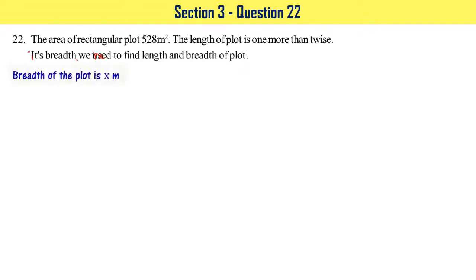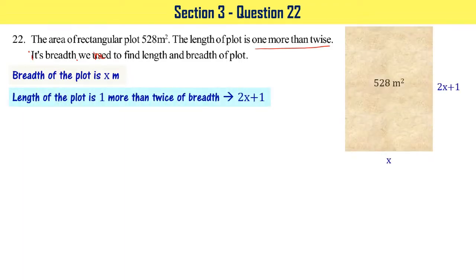Let's assume that breadth of the plot is x meters. So length of the plot is 1 more than twice of its breadth, right? It means length of the plot is going to be 2x plus 1, 2 times breadth plus 1, right? So when you draw a figure, you get a rectangle like this. x is its breadth and its length is 2x plus 1 and its area is 528 meters square.